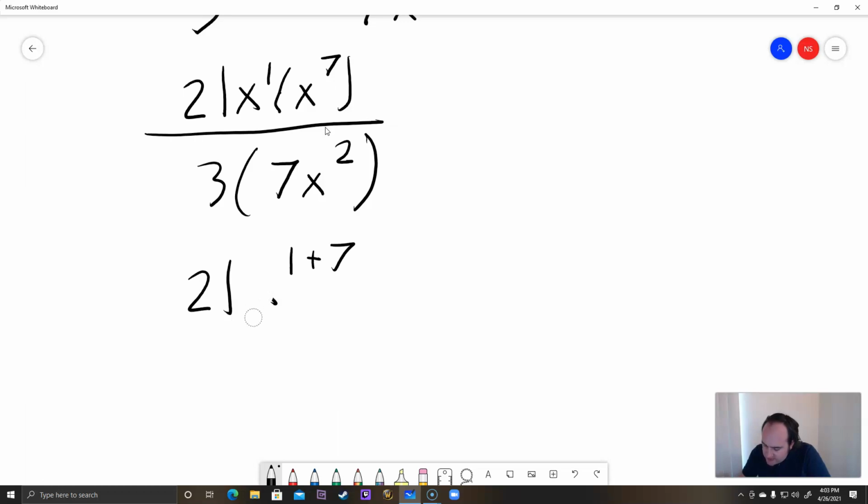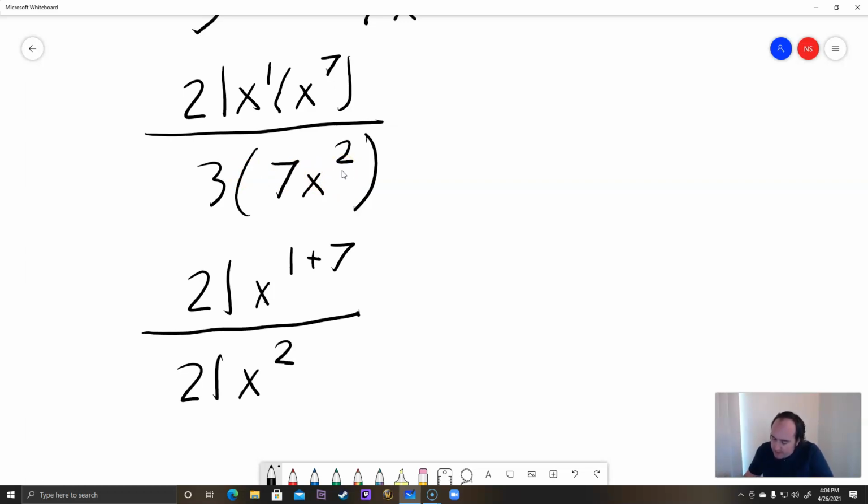So we're adding those exponents. If you don't remember your rules of exponents, I recommend that you watch my earlier video where I talk about the rules of exponents. But basically, you're multiplying exponentials with the same base, so you add the exponents. Then in the denominator, 3 times 7 is 21, so we have 21x squared. And in the numerator, 1 plus 7 is 8. So we get 21x to the 8 divided by 21x squared.